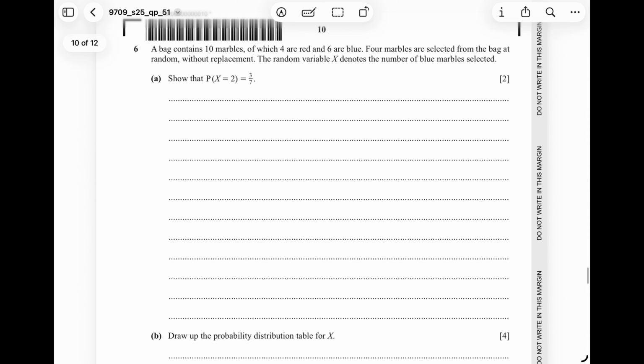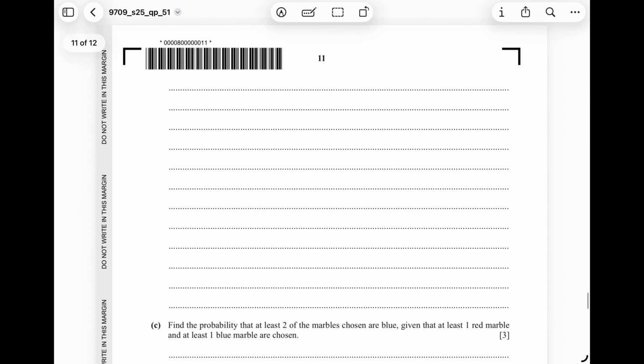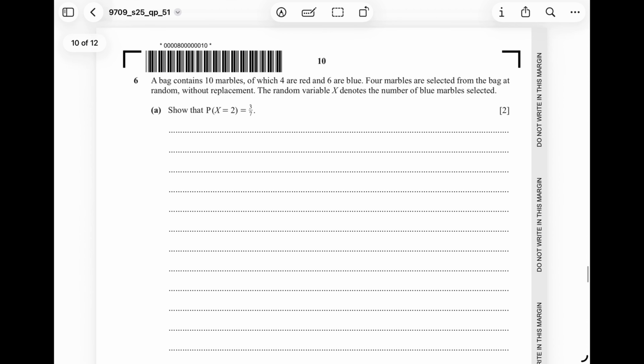Okay, so finally the last question of the paper. And then you have an additional page. A bag contains 10 marbles, 4 are red, 6 are blue, 4 are selected at random without replacement. Very important to know that it's without replacement. Random variable X denotes the number of blue marbles selected. This is a show-that question. You can easily do it. The word you have to keep in mind is selected. So we're going to use combinations to solve this question.